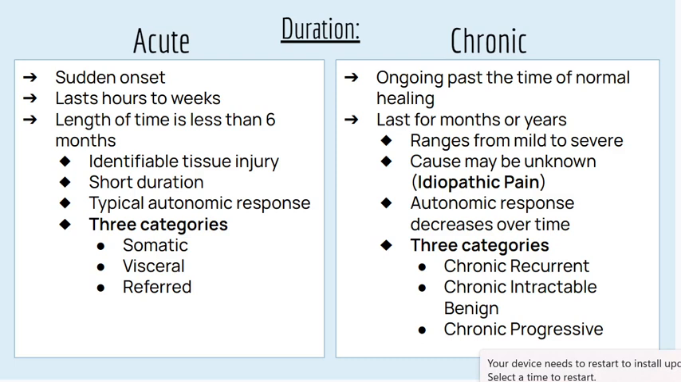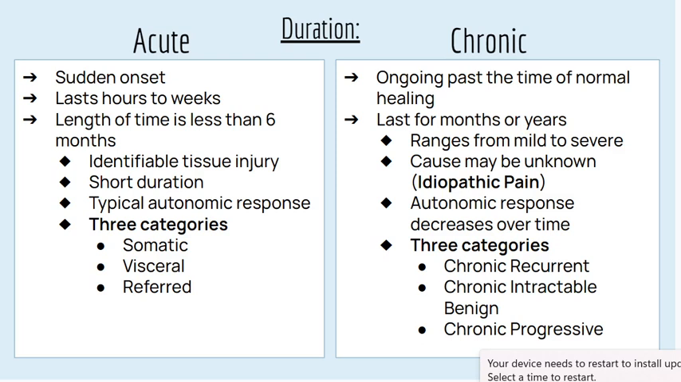Some categories of pain can be chronic recurrent, chronic intractable benign, and chronic progressive. So those are listed again in that table 3.2. Pretty good descriptors there, as well as on page 182 in the paragraphs surrounding those. So recurrent pain, obviously, is something that can come and go, but often is something that they're going to have to deal with for the rest of their lives.